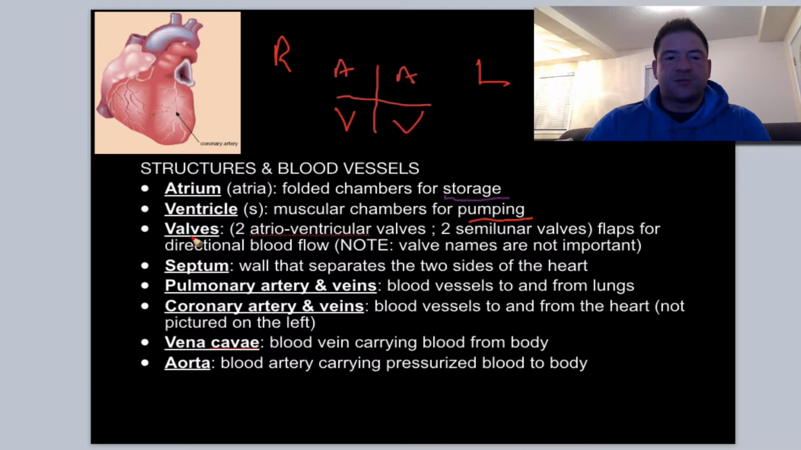So there are also valves. Now there are four valves in the heart that you'll need to know. You don't need to know the names, so you don't need to know atrioventricular or semilunar, but you do need to know what they do and where they're located. These are just flaps that essentially control the direction of blood flow. They're going to open and then slam shut, and that's what they're responsible for.